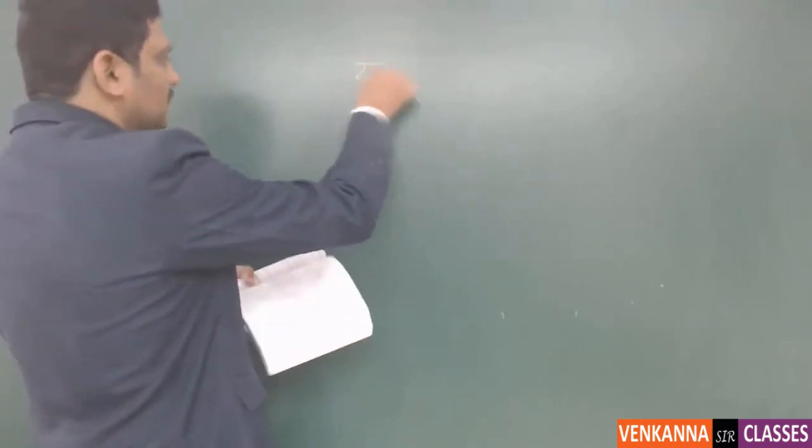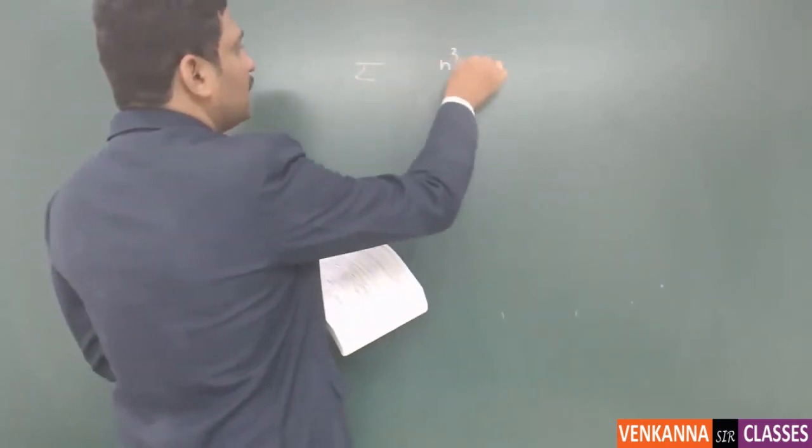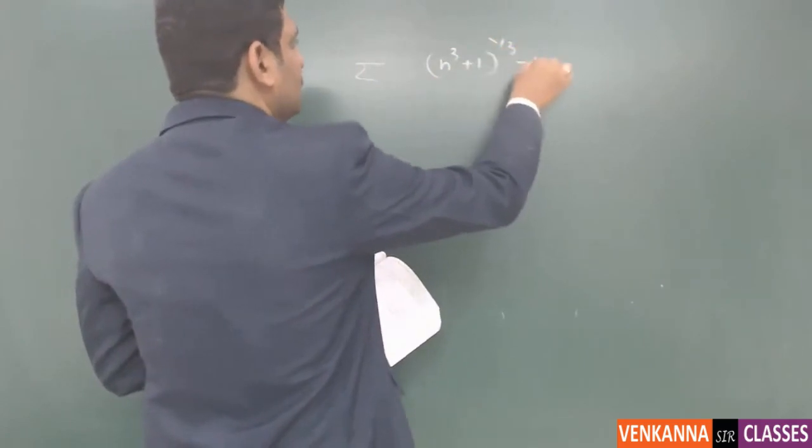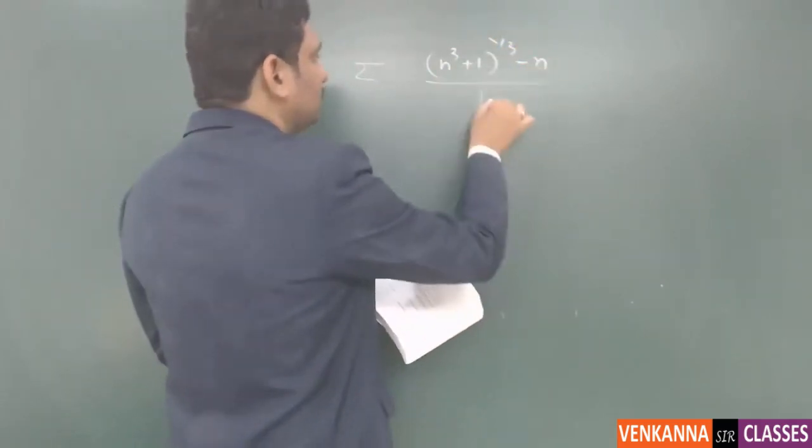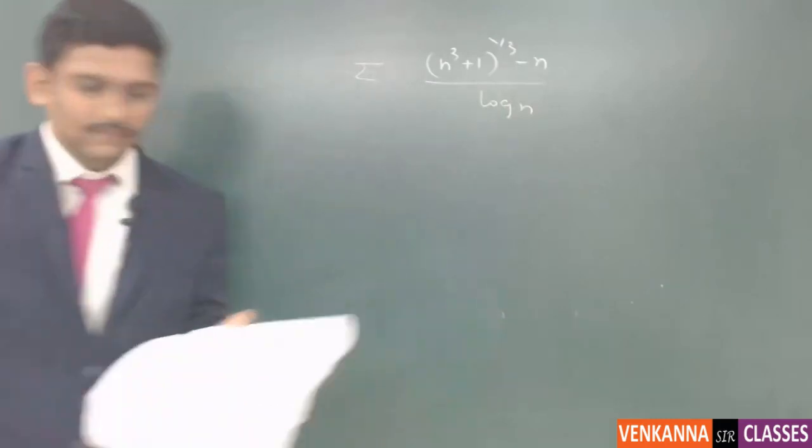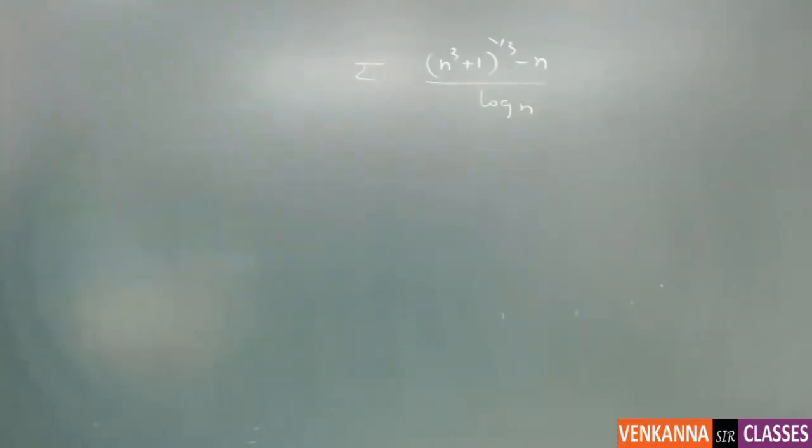So if it is given that summation of (n cube plus 1) whole power 1 by 3 minus n, by log n. This is my problem. Please understand, I am out of the concept of alternating series now. I am not talking about alternating series at all. I am talking about a series given like this. We just want to know whether it is convergent or divergent. That is our whole idea. Okay.